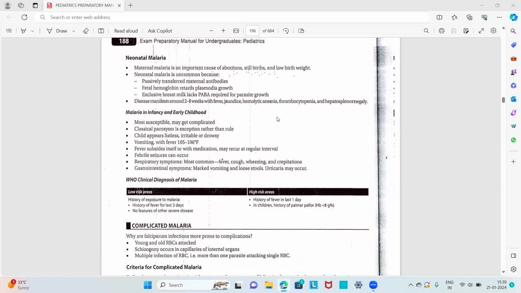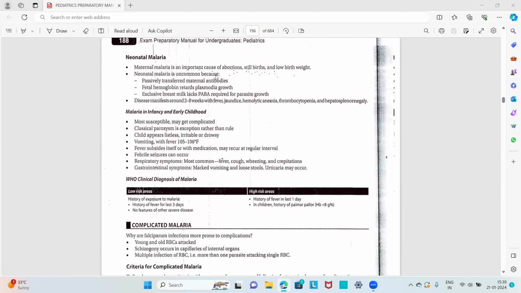And in the neonatal age group, maternal malaria is an important cause of abortion, stillbirths, and low birth weight. Neonatal malaria is uncommon because of passively transferred maternal antibodies, fetal hemoglobin retards plasmodia growth, and breast milk lacks PABA, para-aminobenzoic acid, which is required for parasitic growth. Because of that, neonatal malaria is uncommon. Disease manifests around 2 to 8 weeks with fever, jaundice, hemolytic anemia, thrombocytopenia, and hepatosplenomegaly.